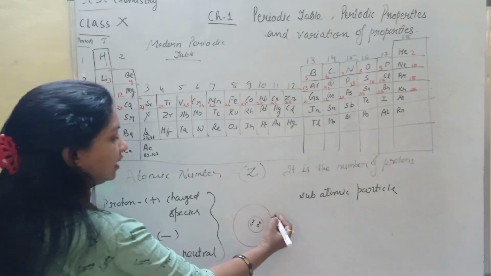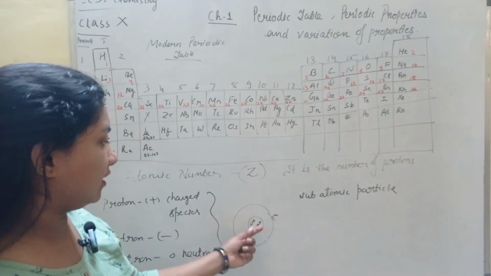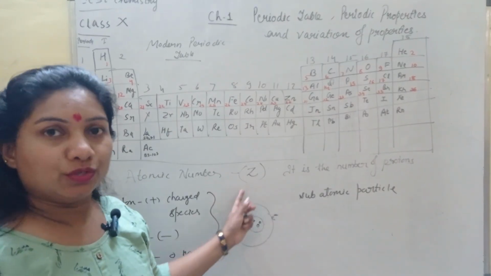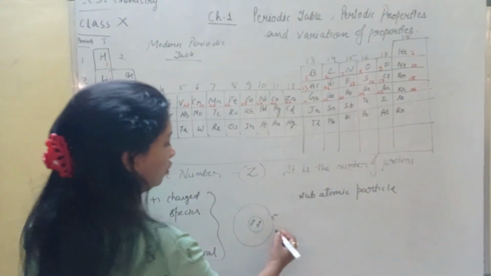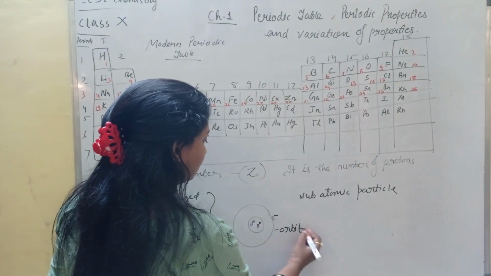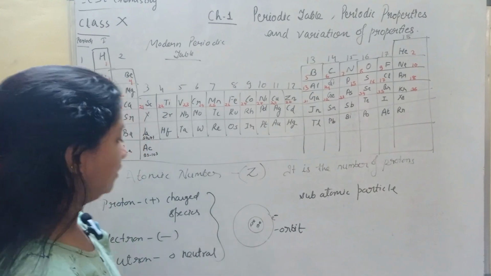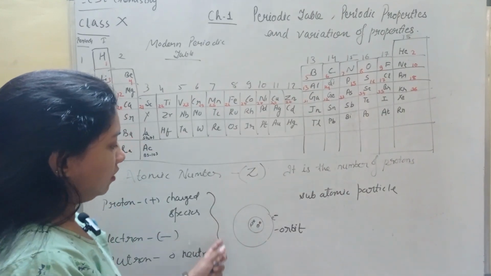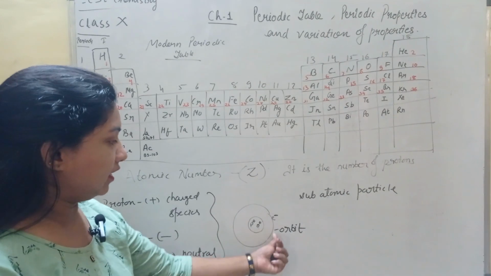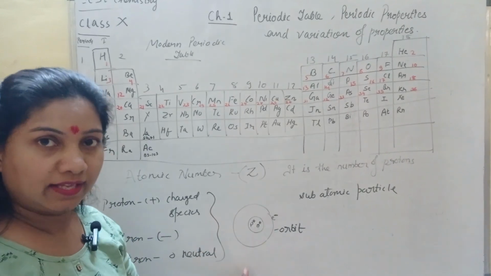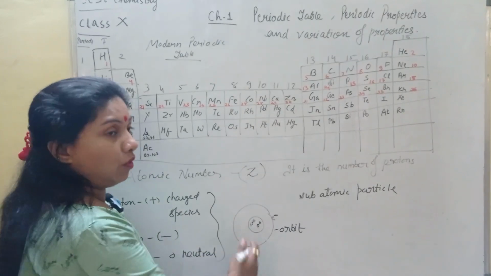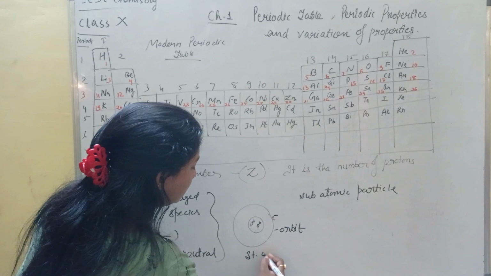Alright, the electron has negative charge, and it is considered that the electron revolves around the nucleus in a fixed path that is called an orbit. And this we will study later. So the electron revolves around the nucleus in a fixed circular path, and that fixed circular path is called an orbit. So this is the structure of the atom.